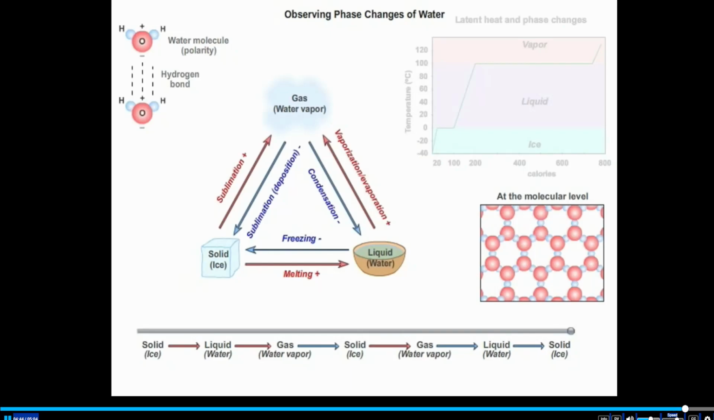Understanding the nature of the exchange of latent heat during phase changes is essential to understanding many atmospheric processes. For example, evaporation is a cooling process because latent heat is absorbed, while condensation is a warming process because latent heat is released.